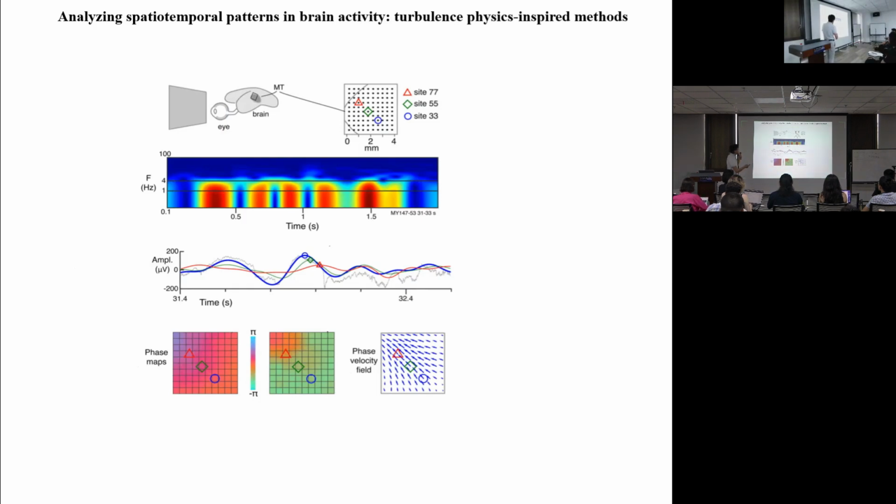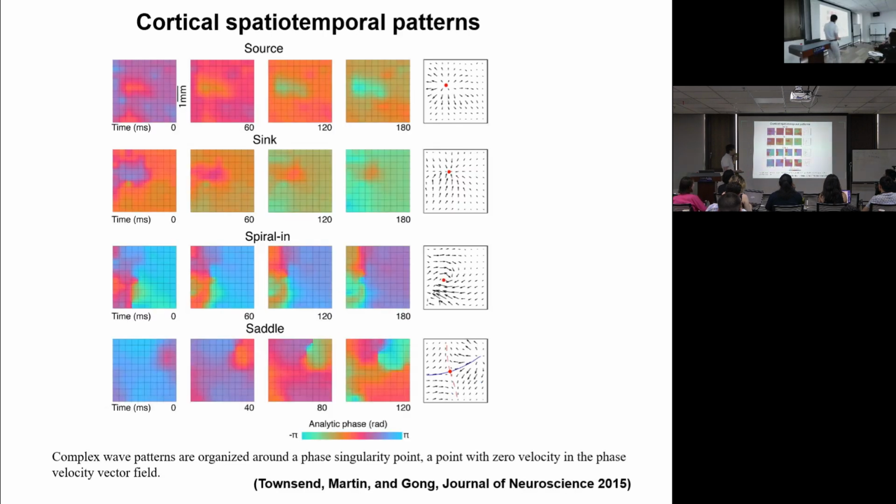As I just mentioned, based on this we can take the trace of the local field potential and extract the amplitude and the phase, so we have a phase map here. Based on the phase map, we apply our turbulence-motivated method to detect the velocity field. And based on this, in real data, we found all kinds of complex wave patterns from the real brain. That's really cool, I think.